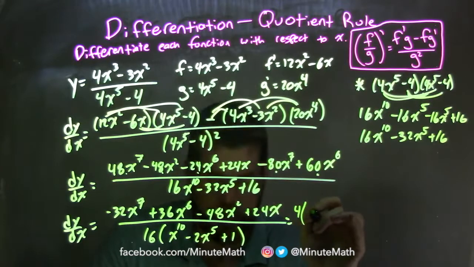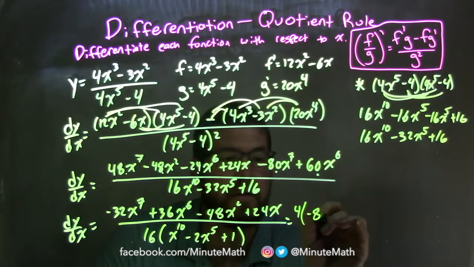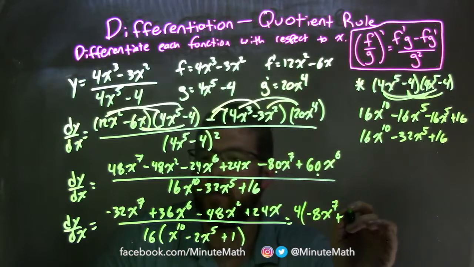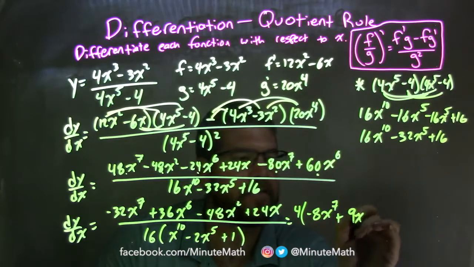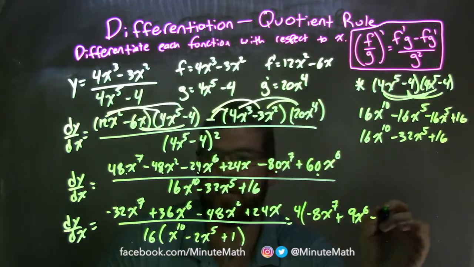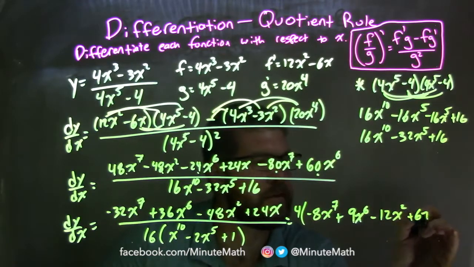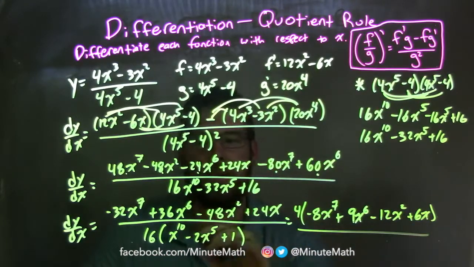I'm then left with a negative 8x to the 7th plus, we're pulling 4 out of all parts. 4 goes into 36 9 times, so we have 9x to the 6th minus 48. 4 goes into 48 how many times? That's 12. 12x squared plus 4 goes into 24, 6 times, 6x, all over here.